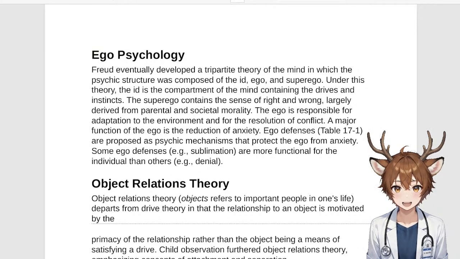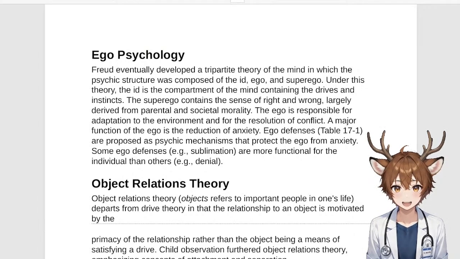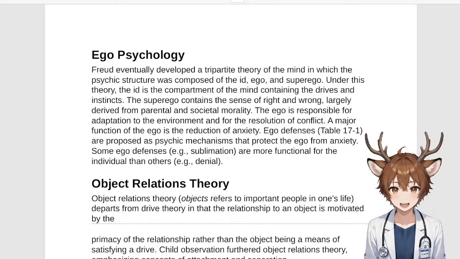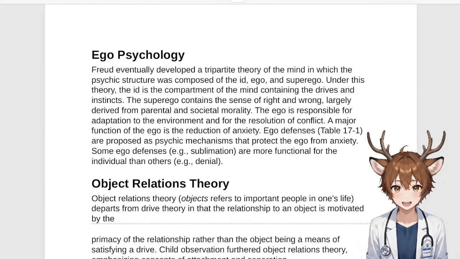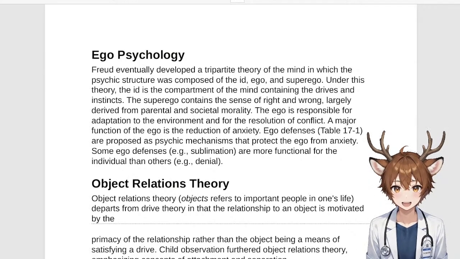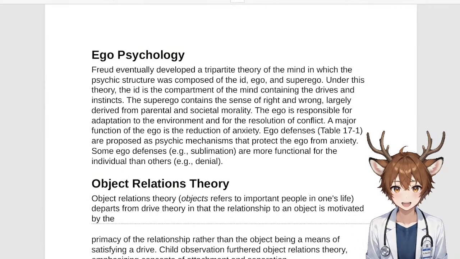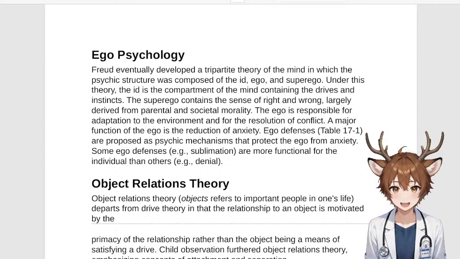So, ego psychology. Freud eventually developed a tripartite theory of the mind in which the psychic structure was composed of the id, ego, and superego. Under this theory, the id is the compartment of the mind containing the drives and instincts. The superego contains the sense of right and wrong, largely derived from parental and societal morality. The ego is responsible for the adaptation to the environment for the resolution of conflict. A major function of the ego is the reduction of anxiety. Ego defenses, which are in table 17.1, are proposed as psychic mechanisms that protect the ego from anxiety. Some ego mechanisms, such as sublimation, are more functional for the individual than others. That is to say, for example, denial.